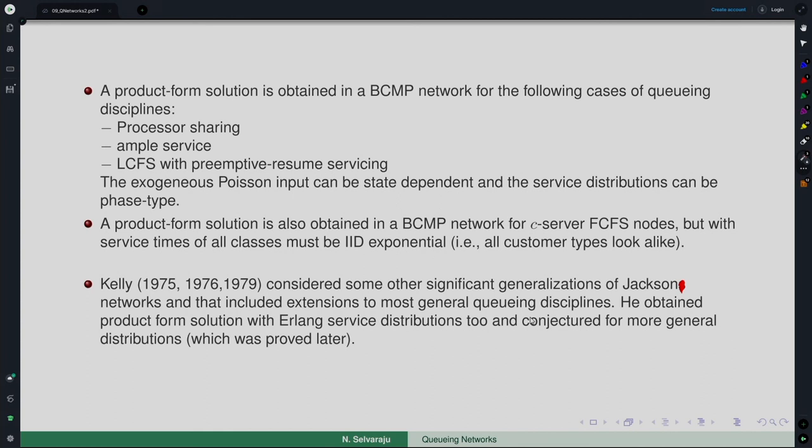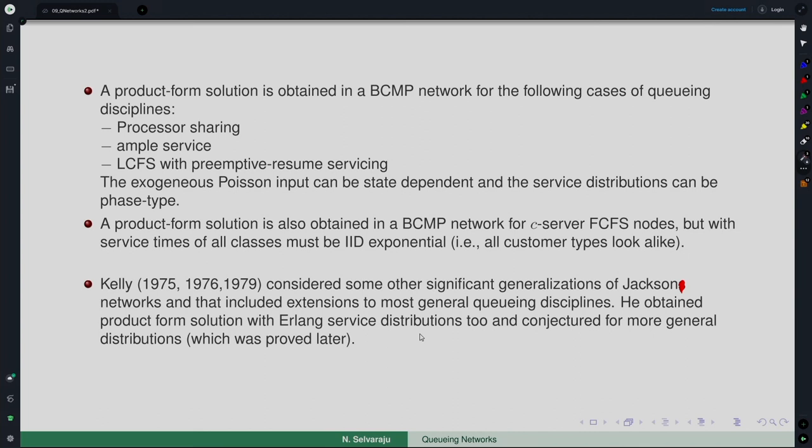He obtained a product form solution with Erlang service distributions in the general setting itself, and also conjectured for more general distributions, that it must be true because only the mean service time was appearing in the product form. That was the reason, but then it was proved later anyway. So, that is true for the general case also.